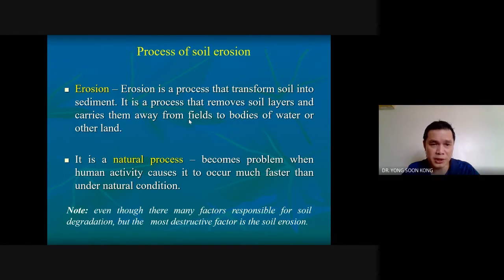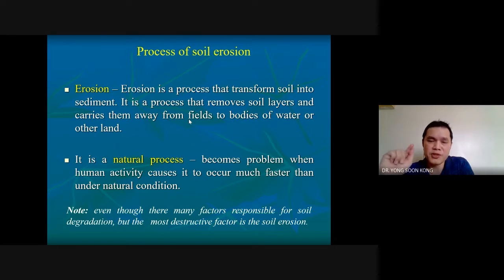Now, before we even continue, let's differentiate between erosion and also weathering. Technically speaking, erosion and weathering are virtually the same, except one. If you still remember, weathering is due to the wind, the rainfall, the temperature, and so many factors that can break down larger rocks into smaller soil particles. And that's one. Exactly the same happened for erosion.